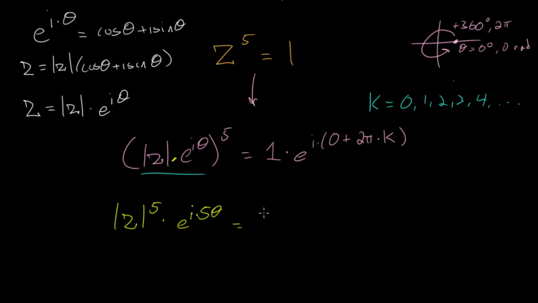Of course, this is equal to this magnitude of 1 multiplied by e to the 0 plus 2 pi k. And for this equation to be true, the magnitude on each side must be equal, and also the angle on each side must be equal. Now we can see that the magnitude of each of our solutions would have to be 1.